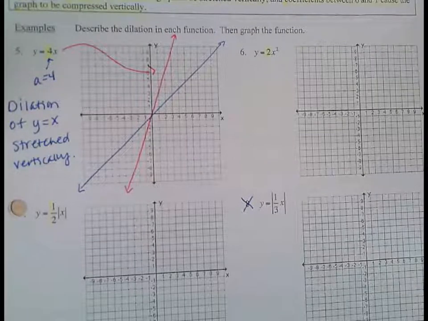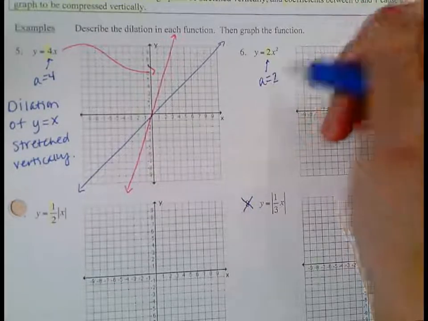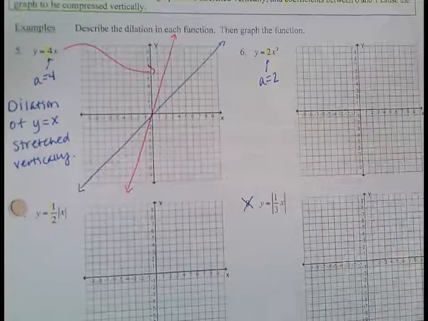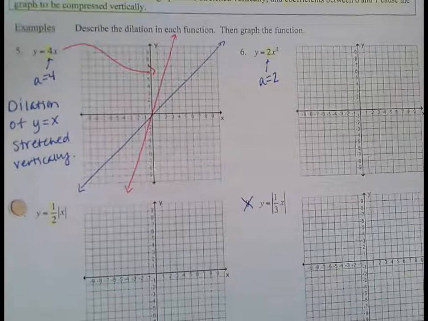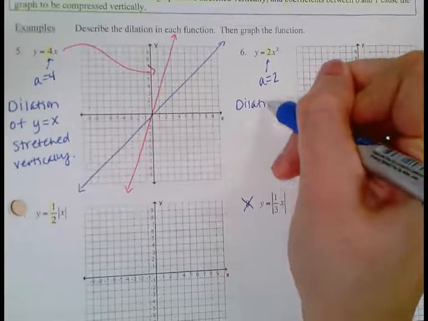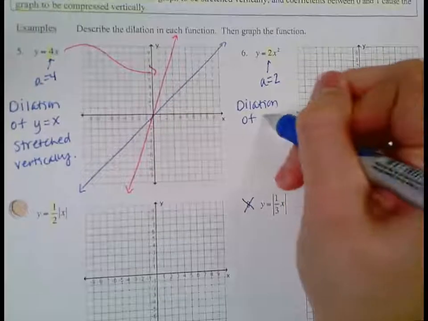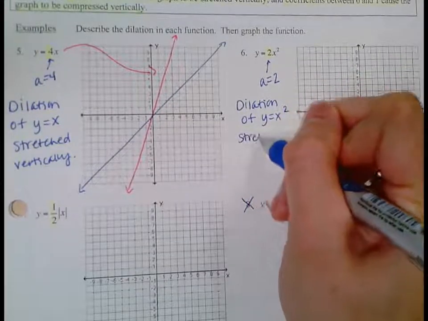Okay, 6 is similar because that A value is 2, which is also greater than 1. But here it's y equals 2x squared, so it's a quadratic because of the power of 2, so it's a parabola. Since our A value is bigger than 1, I am still going to say this is a dilation of this parent graph y equals x squared, and it's still stretched vertically.